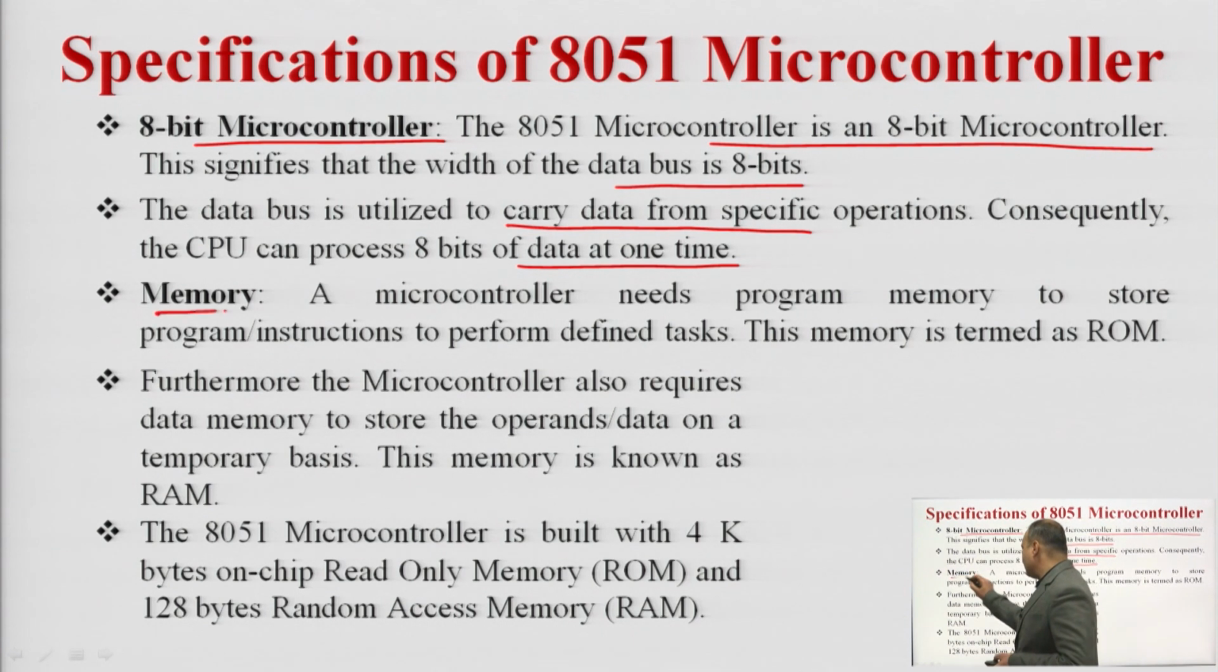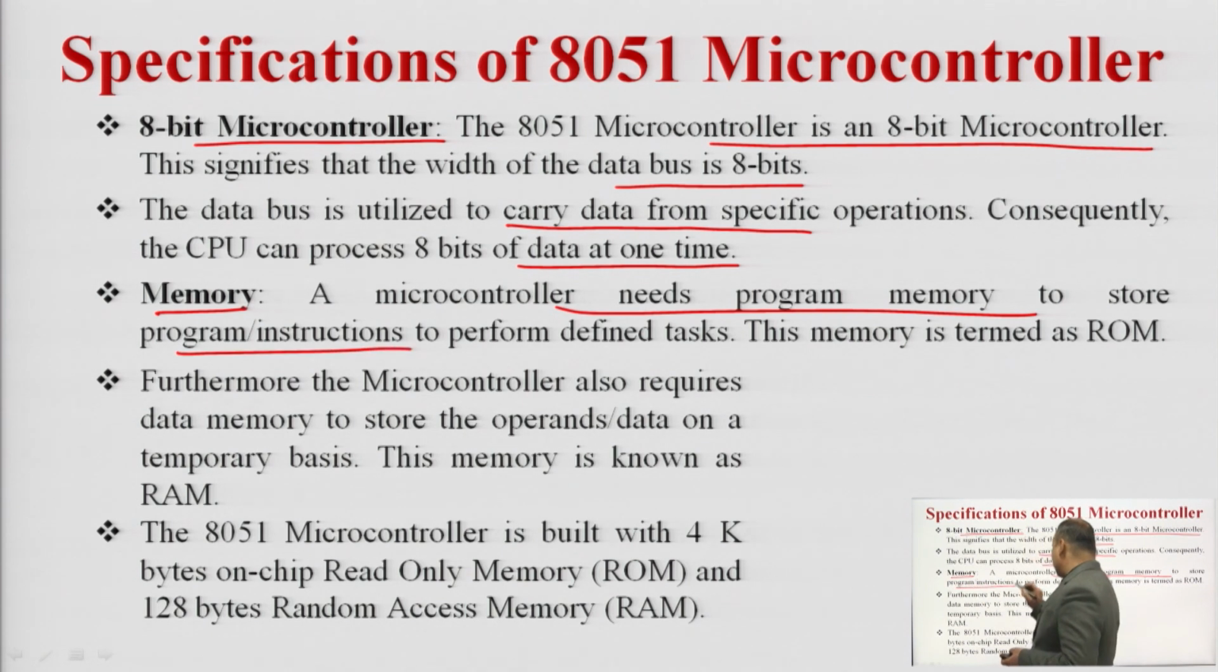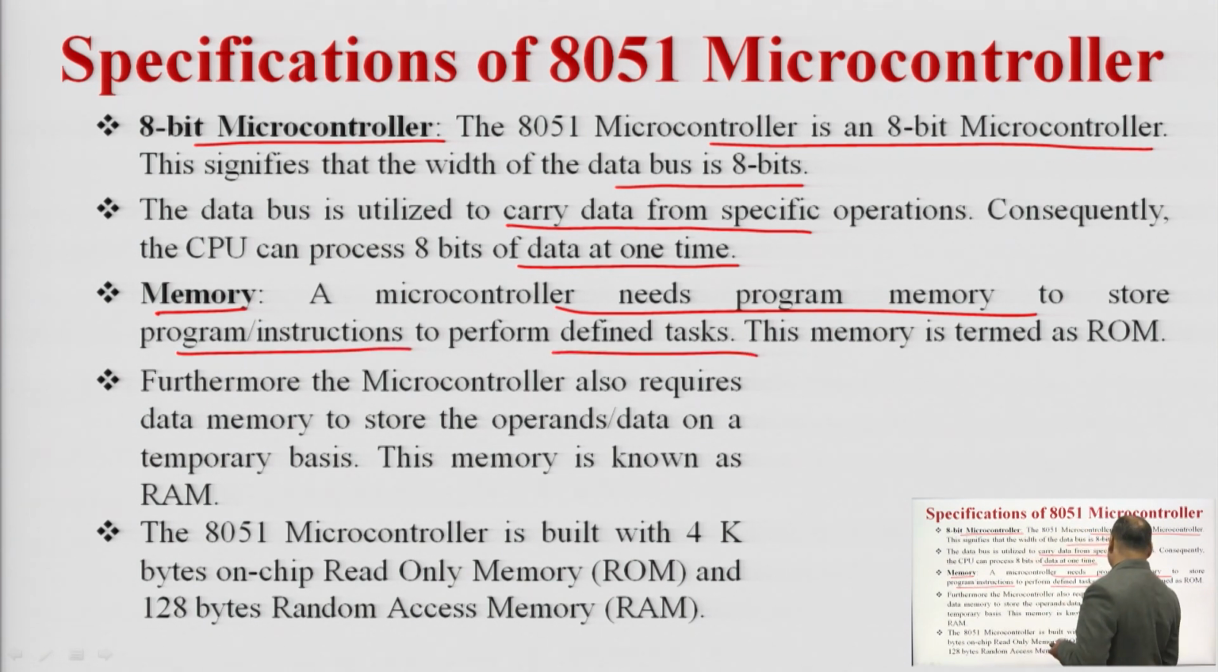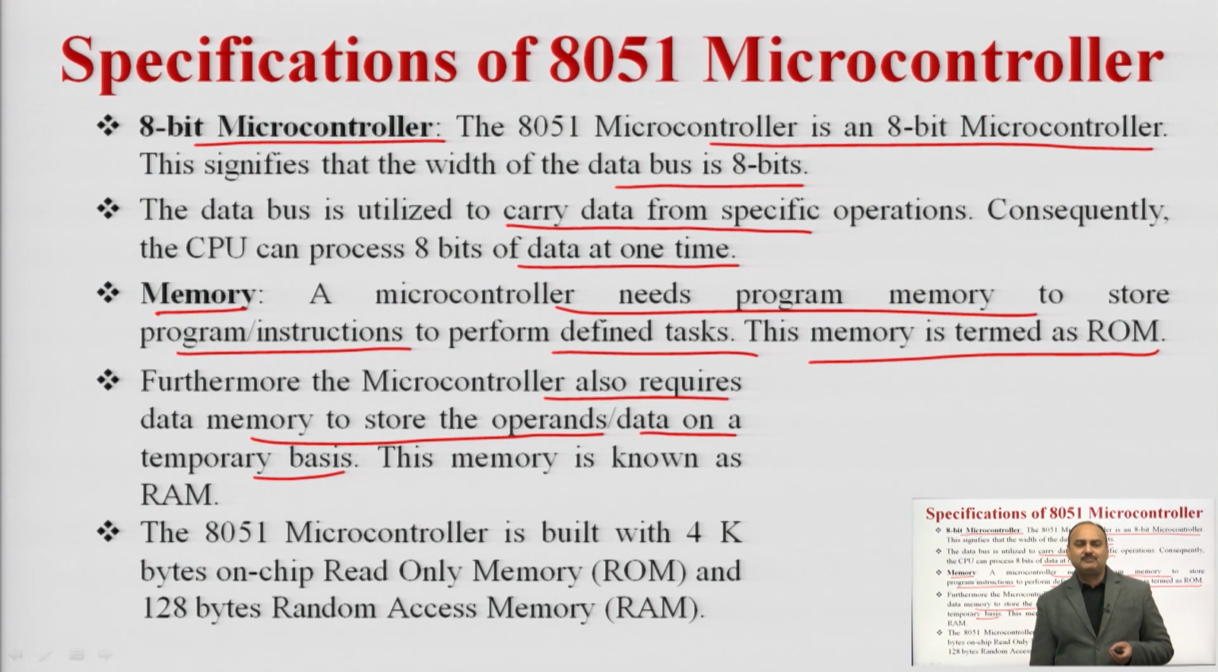Next is the memory. A microcontroller needs program memory to store program or instructions to perform defined tasks. This memory is termed as read only memory. So, the read only memory or ROM is used to store the program or instructions to perform the defined task. Further, the microcontroller also requires data memory to store the operands or data on a temporary basis. So, if you want to store the data or operand on a temporary basis, another memory which can be used is nothing but the random access memory. The memory is known as RAM, which is random access memory.